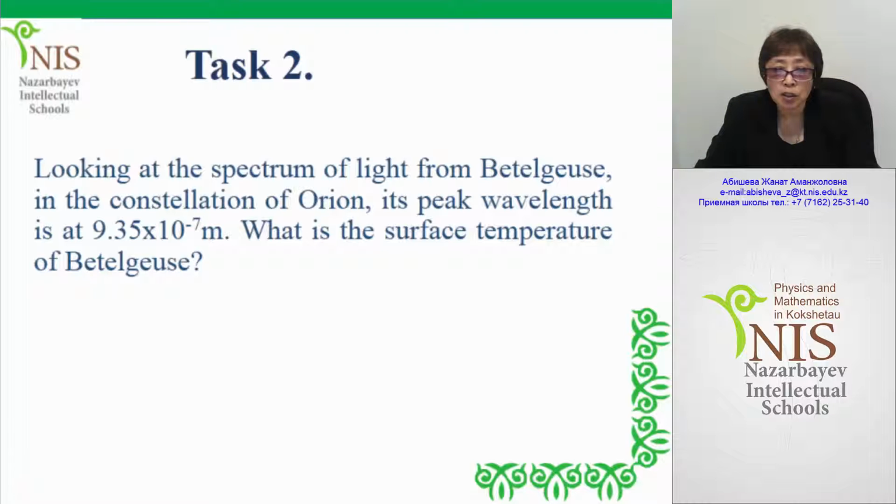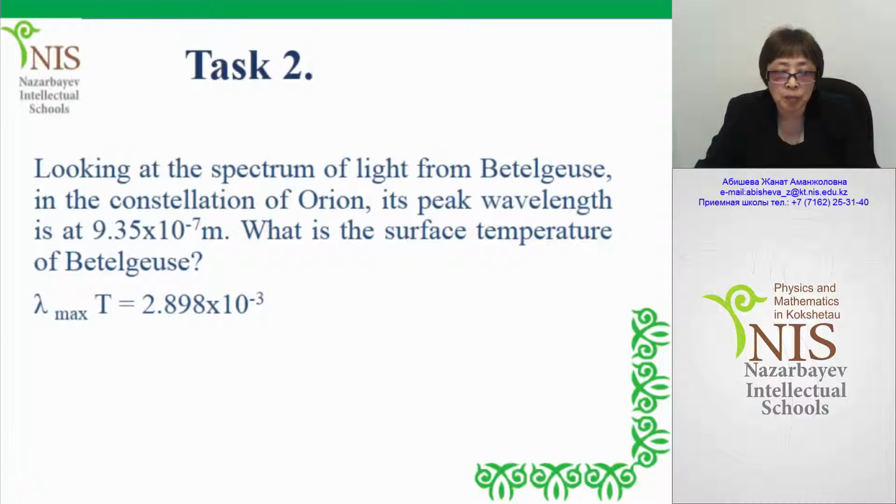Next task, task 2. Looking at the spectrum of light from Betelgeuse in the constellation of Orion, its peak wavelength is 9.35 times 10 to the power minus 7 meter. What is the surface temperature of Betelgeuse?